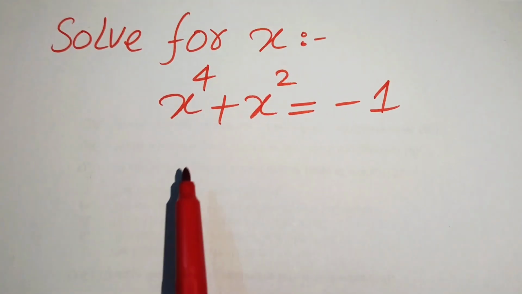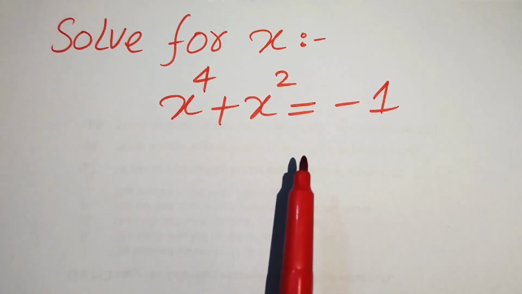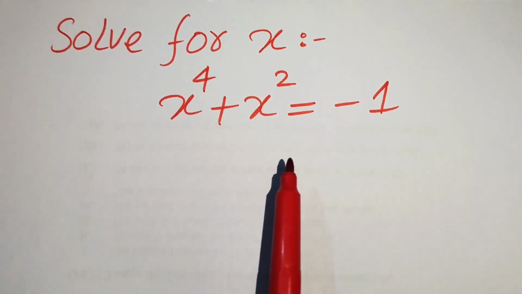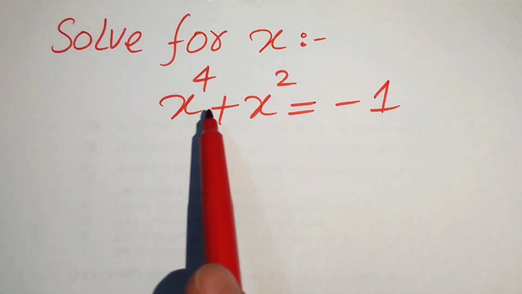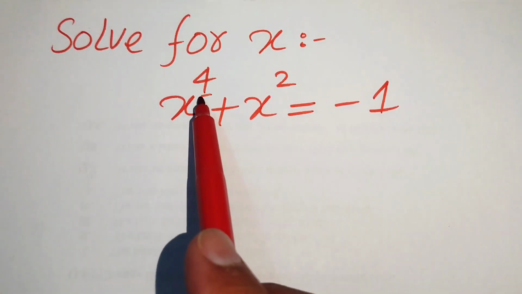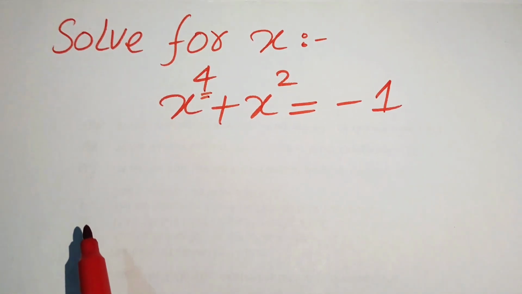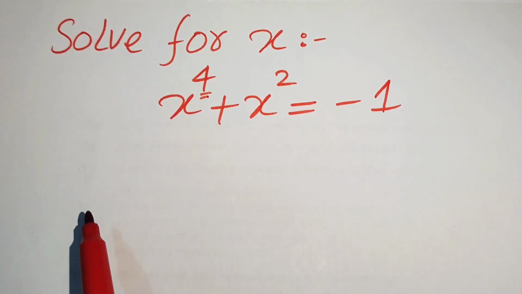And here we have x^4 + x^2 = -1, and we solve this problem for the values of x. You see here, the highest power of this equation is 4. It means that this equation has 4 roots or 4 solutions. So now we find those 4 solutions or 4 roots.